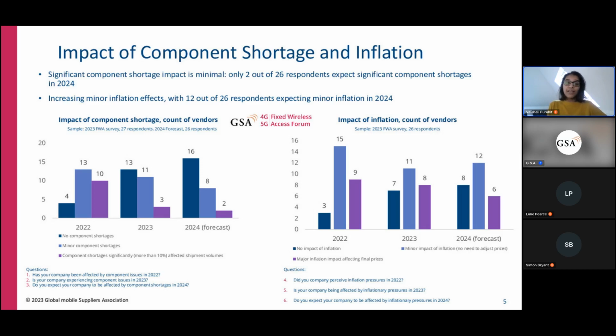However, respondents were less optimistic with inflation that it would disappear entirely, with most respondents expecting some impact to remain in 2024. 6 of 26 respondents stated that they expect their company to be affected by inflationary pressures during 2024. This survey was completed in June this year, and whilst component shortages seem to have been resolved, high levels of inflation remain a significant factor, affecting many economies across the world. So it will be interesting to see the new results and whether suppliers think it will have had an effect.